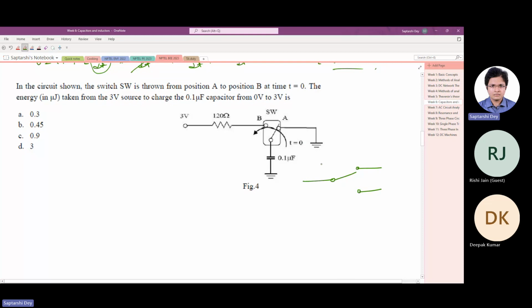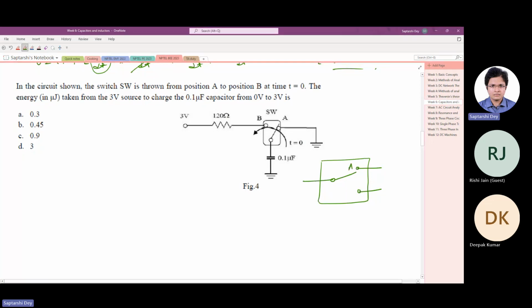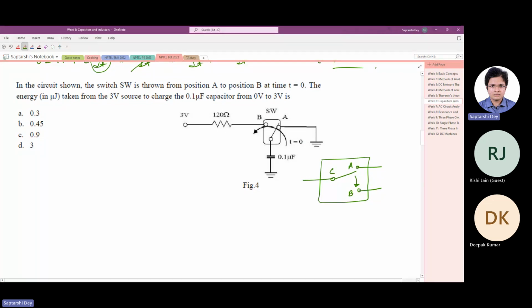What kind of switch is this? What is this called? So this one can be connected at point A or maybe at point B also. And it is always connected at point C. So point C is either connected to point A or point B. What kind of switch is this? What is this called? Do you know?